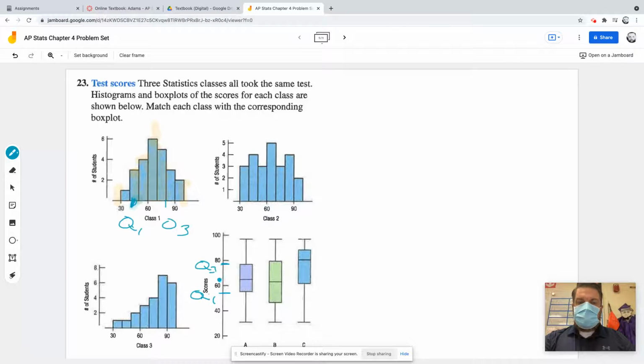And then the median looks to be between 60, probably about 65, close to 70. And that would make sense, right? Because this is from 60 to 70, this right here. So class 1 is box plot A. And I'll just write that over to the side.